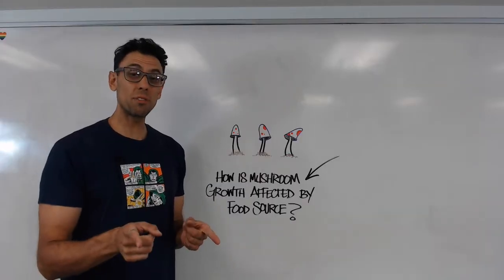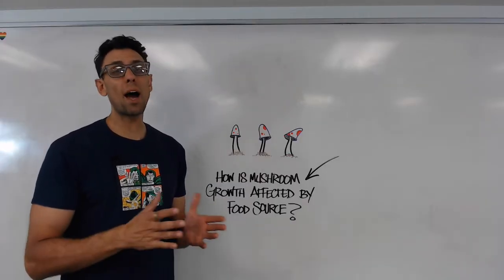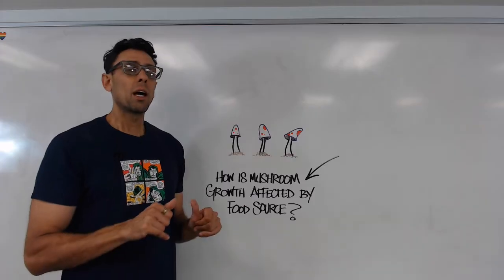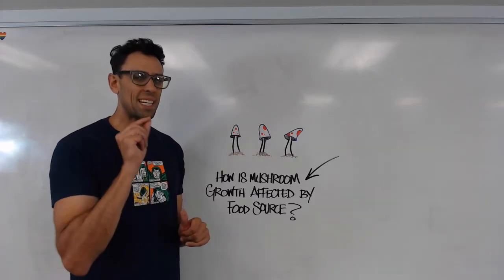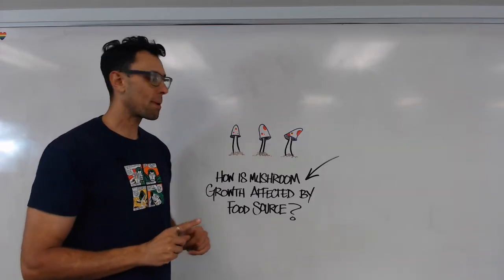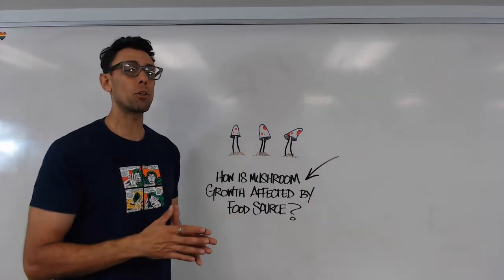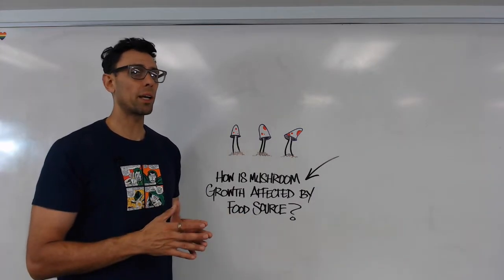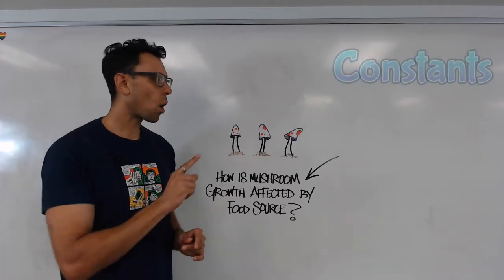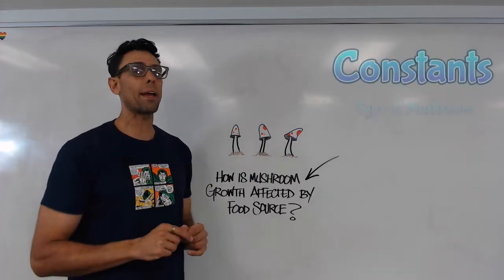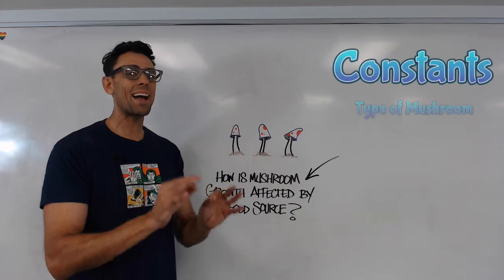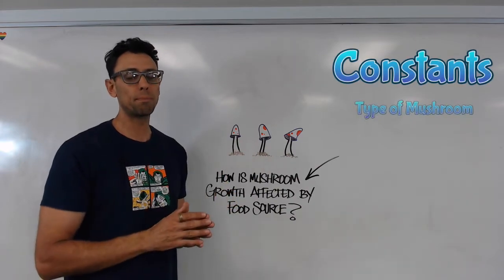Okay, do you have your list of constants? I'm going to give you mine, and I'm going to keep it brief. Three constants that I think would be essential to designing a good experiment that would answer this research question about food and its relationship to how mushrooms grow would be the following. I would want to make sure that all of the mushrooms I'm going to use in my experiment are the same exact type of mushroom.